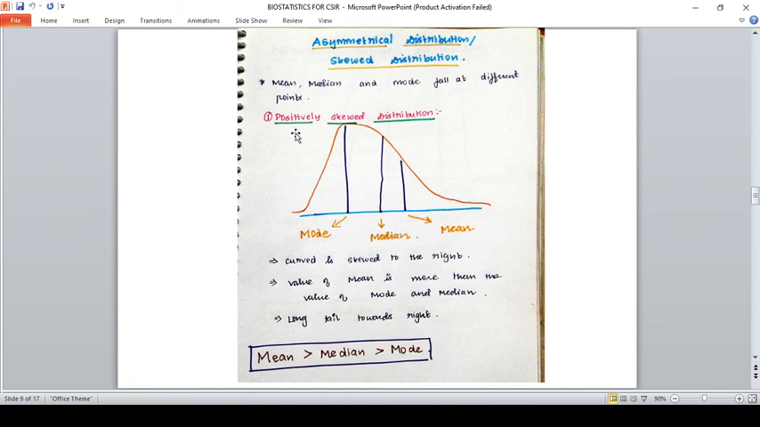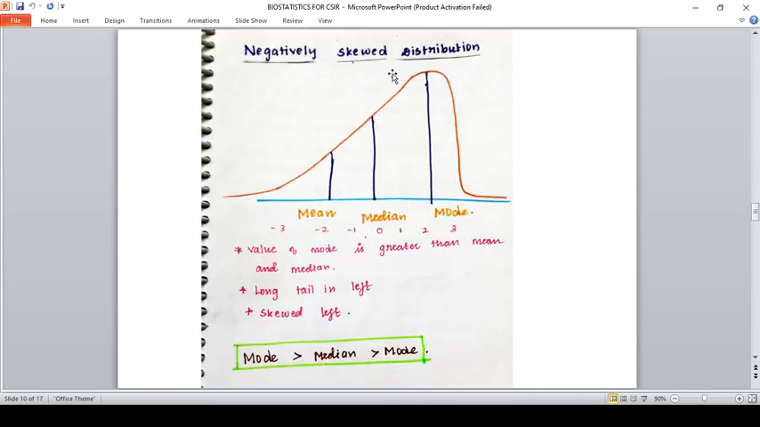Consider a positively skewed distribution. The curve for a positively skewed distribution is skewed right. The value of the mean will be more. Here you can see 0, 1, 2, 3, 4, 5, and 5 is greater, so the mean will be more, with a long tail towards the right. So the formula is mean is greater than median and mode. In a negatively skewed distribution, the value of mode is greater than mean. The mode is greater whereas the mean is lower, so there is a long tail on the left and it is skewed left. So the formula is mode is greater than median and mean.